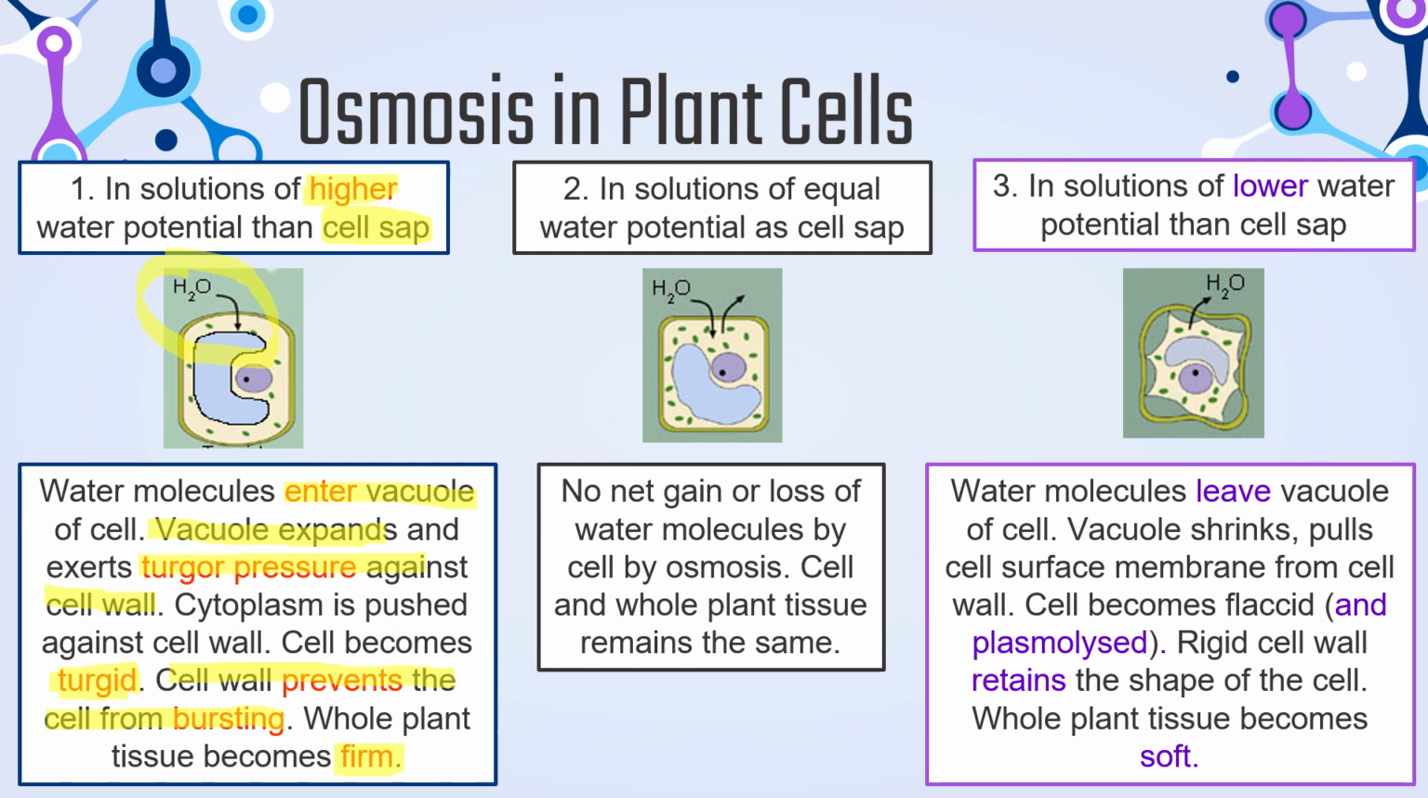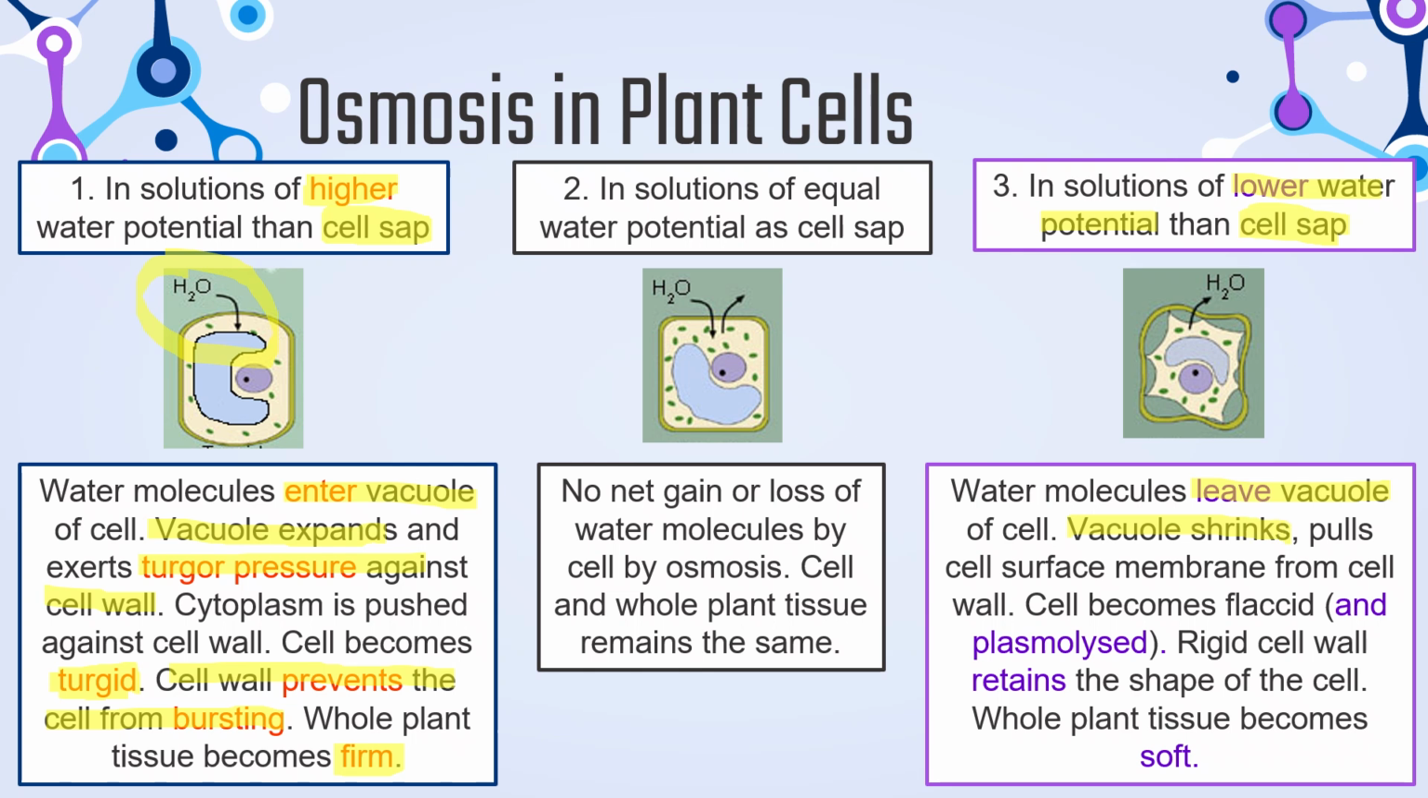Now the opposite will occur if we place the plant cell in a solution of lower water potential. This time the water potential in the plant cell is higher than the water potential outside. Where in the plant cell? Again, we talk about cell sap and vacuole. So water molecules will leave the vacuole. Because the vacuole is losing water, the vacuole will start to shrink.